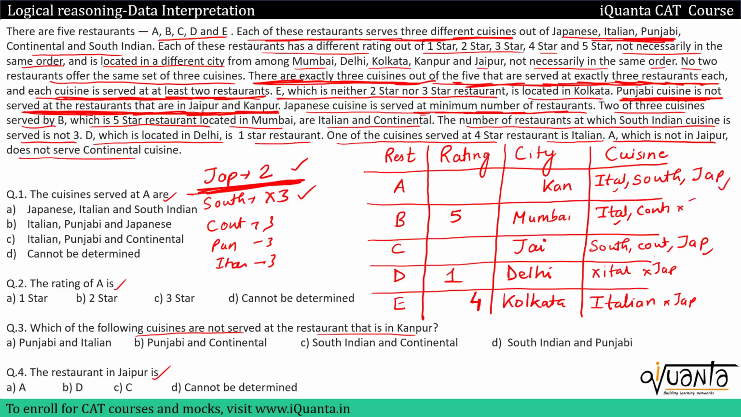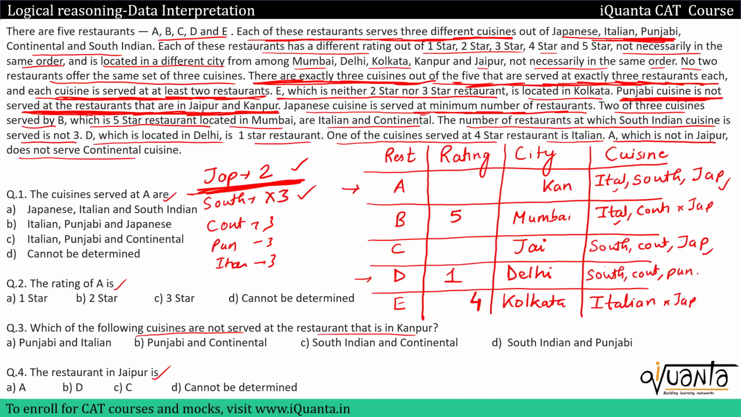Okay. Now if I do this at restaurant D, I can see that 2 have been excluded, Italian and Japanese. That means other 3 will be included, South Indian, Continental and Punjabi. So I will write South Indian, Continental and Punjabi over here. Okay. Now we are done with everything for restaurant A.